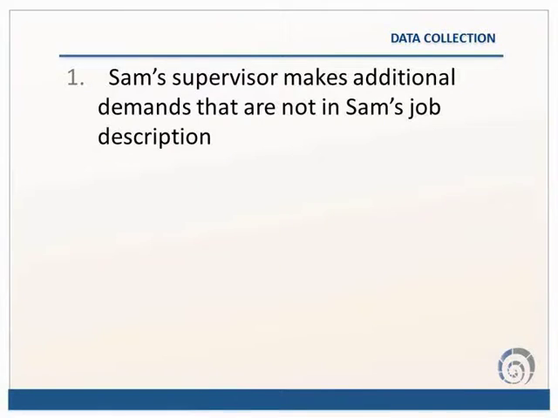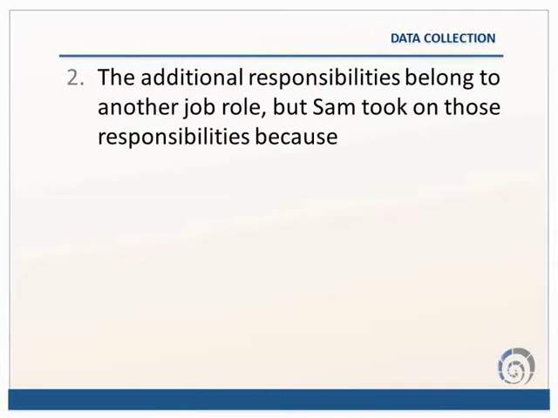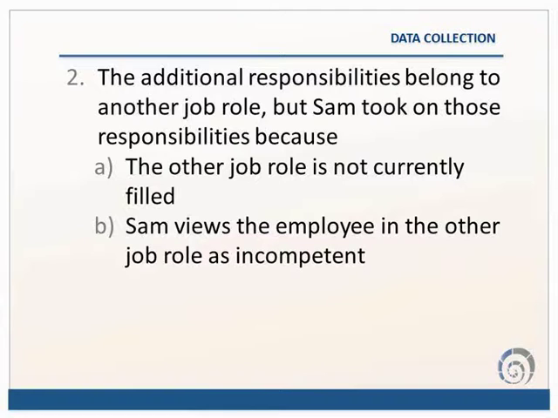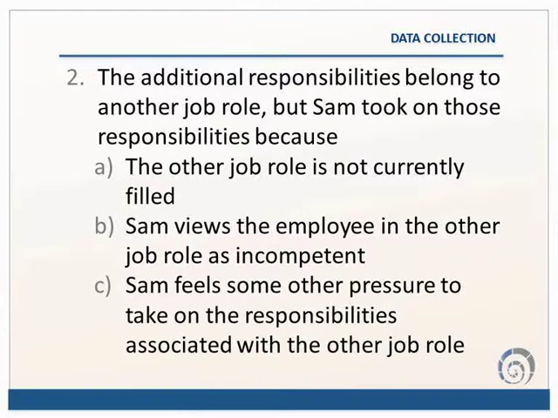First, it's possible that Sam's supervisor makes additional demands that are not in Sam's formal job description. Second, it's possible that the additional responsibilities belong to another job role, but Sam took on those responsibilities. He may have done this for a number of reasons, including the job role not being currently filled, Sam viewing the employee in that job role as incompetent, or Sam feeling some other pressure to take on those responsibilities. It's also possible that Sam detected an organizational need that was not covered under an existing job role and voluntarily took on the additional responsibility.